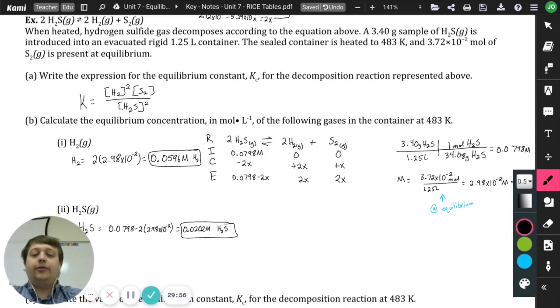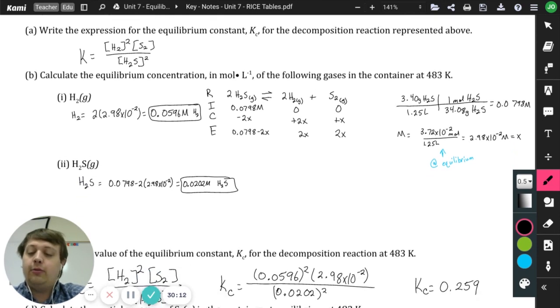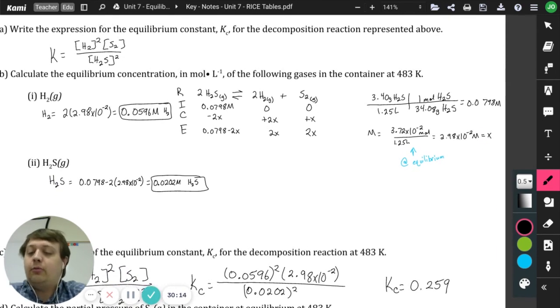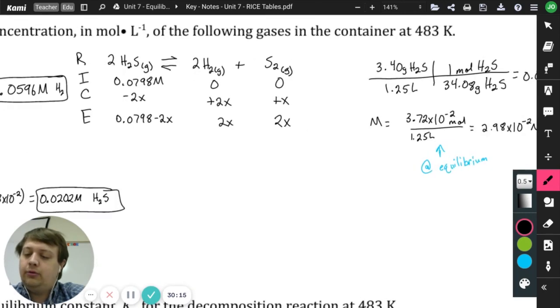All right, y'all, so let's go over this. For A, your equilibrium expression should have been K equals the concentration of H2 to the second power times the concentration of S2 divided by the concentration of H2S to the second power. And then for B, we used a RICE table, and we found the following here.